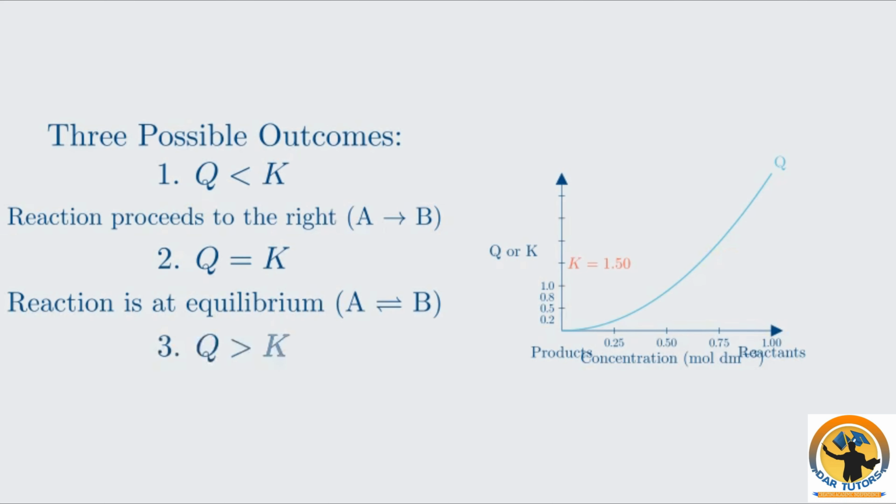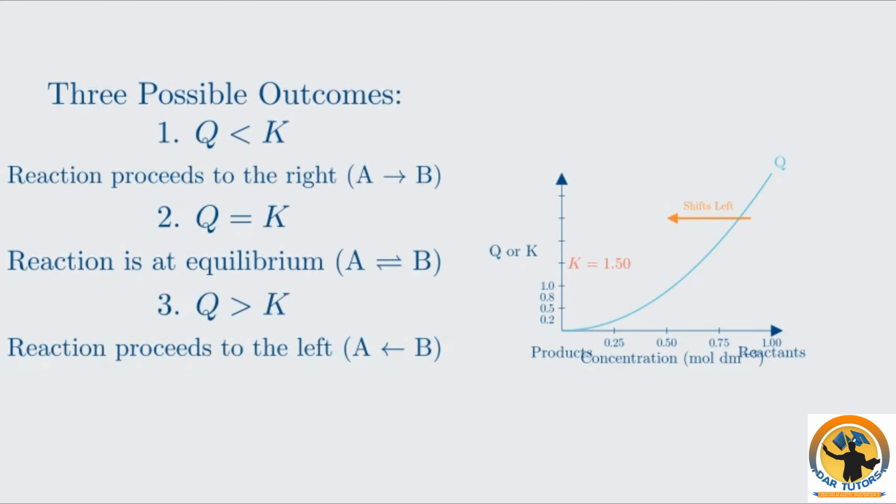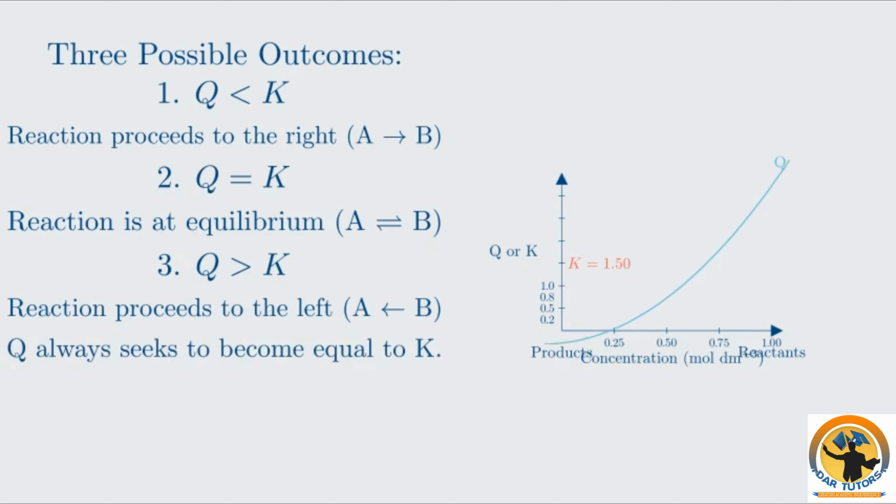Third, if Q is greater than K, the system has a higher ratio of products to reactants than at equilibrium. To restore balance, the reaction must proceed in the reverse direction, consuming products and creating reactants. The reaction shifts to the left. A simple way to remember this is that Q always seeks to become equal to K. It's a journey towards balance.